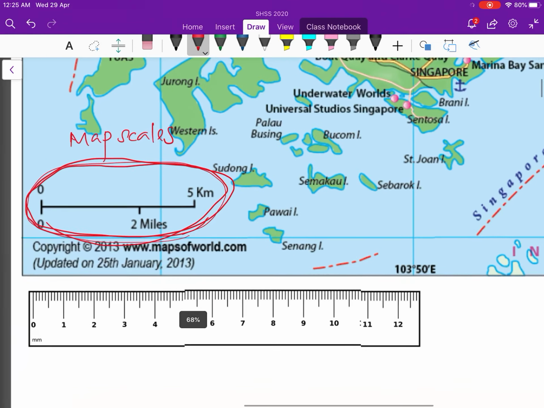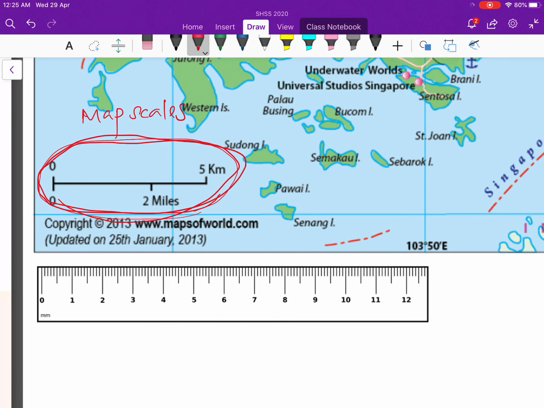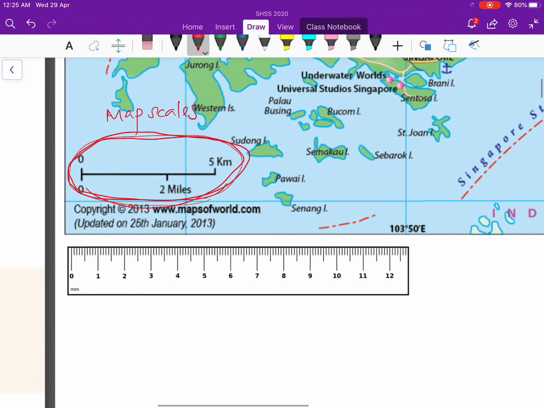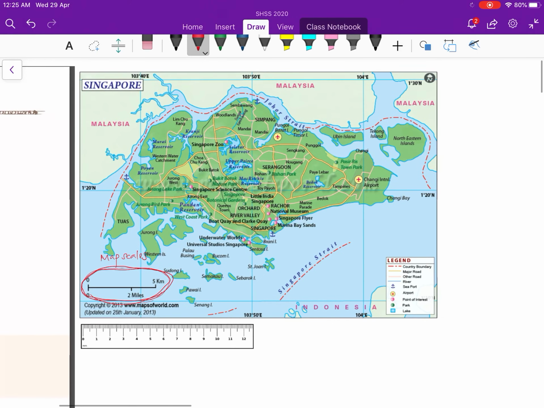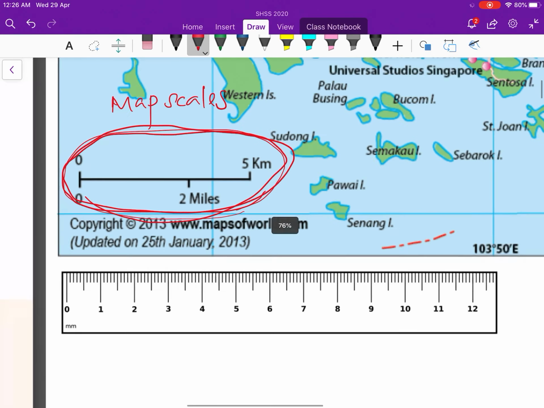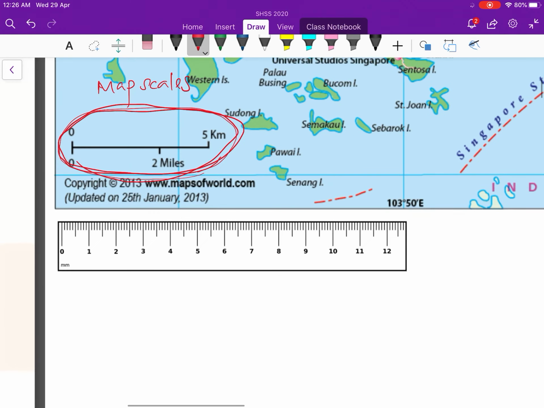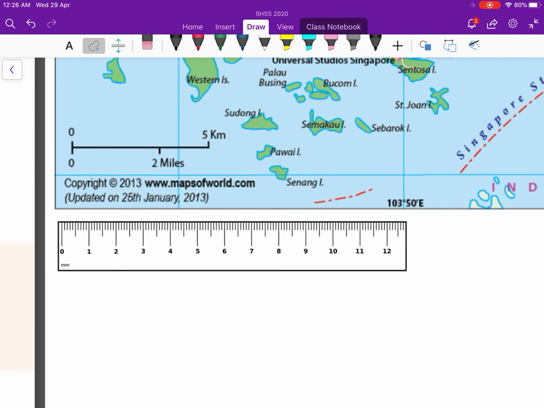You might or might not have learned them in geography. Okay, what does this tell you? Now this is a map of Singapore. Of course Singapore is not that small to be able to squeeze into a map. Okay, however, with a scale, we are able to squeeze Singapore into a map. Now, what do I mean by I'm able to squeeze Singapore into a map? Let us take a look at this.